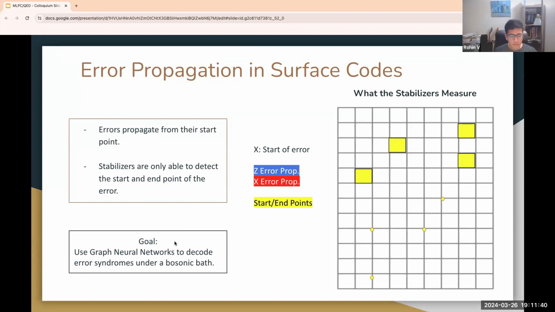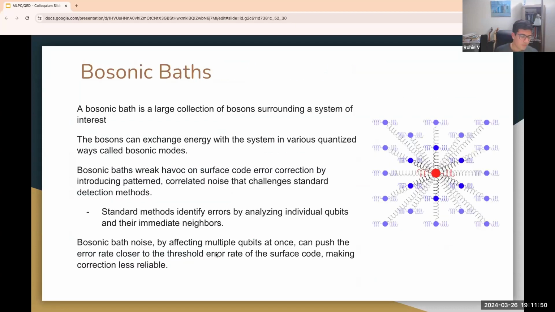So our goal over here is to use graph neural networks to decode error syndromes under a bosonic bath. And a bosonic bath will be discussed here. So what is a bosonic bath? It's basically a large collection of bosons, which are particles like electrons, that surround a system of interest, which is over here the surface code.